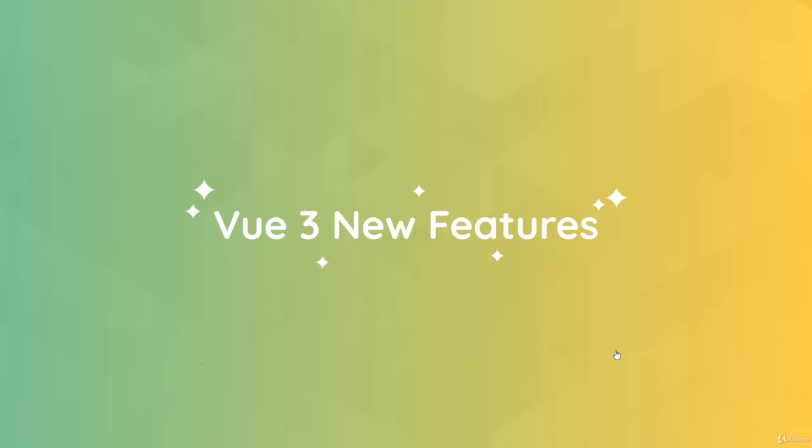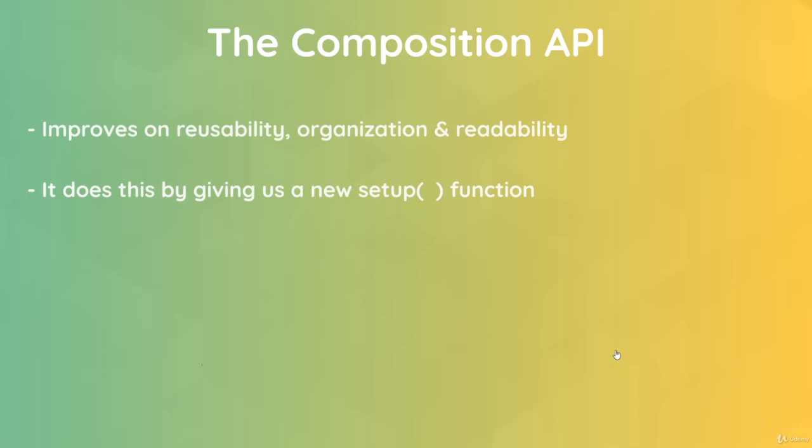The main one is the introduction of the Composition API, and this basically opens up a whole new way of creating Vue apps. It improves reusability, organization, and readability of our code, especially for more complex components. Now, it does this by giving us access to a setup function inside components where we can tap into some of Vue's core functionality. It's a really nice addition to the framework, and we'll be using it a lot later in the course, mainly in the second half of the course.